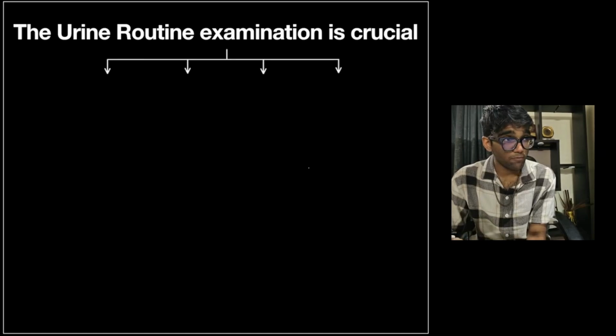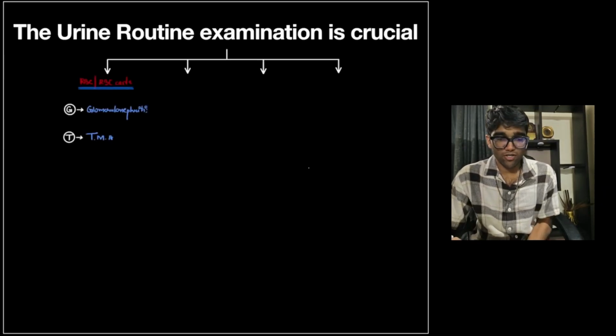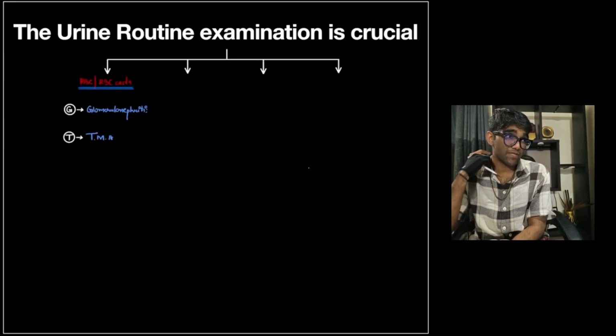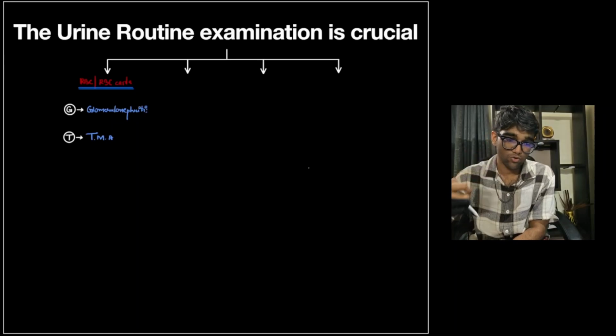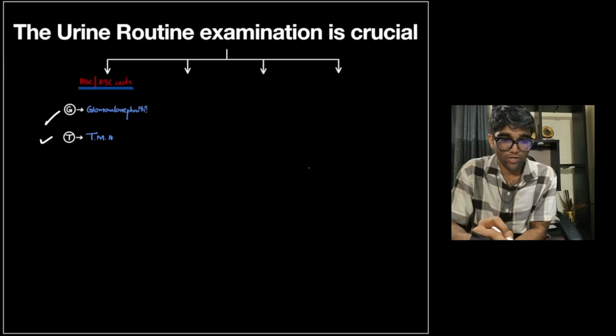The most important factor to be considered is actually the urine routine examination. So I use a mnemonic for this. Now, if you have RBCs in the urine, what we look for is there are only two causes, that is glomerulonephritis and thrombotic microangiopathies.